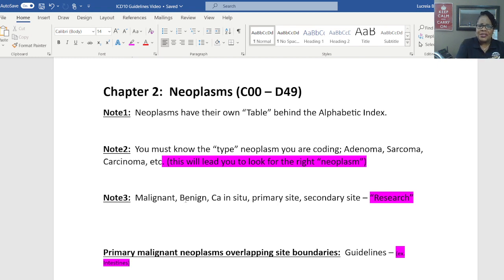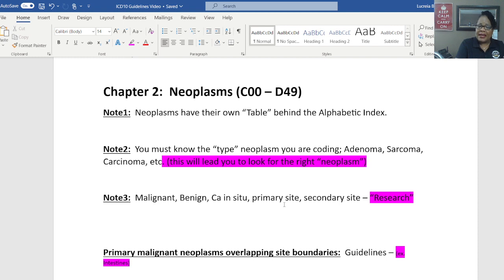Where benign is just a new growth. It's not invasive, it's not going in, it's not damaging tissue, it's just extra tissue, extra growth. Carcinoma in situ, now understand with in situ, that means it's confined. It stays at one place, but it's bad. It's malignant cancer that stays in one area. It stays confined, but it's eating it up.